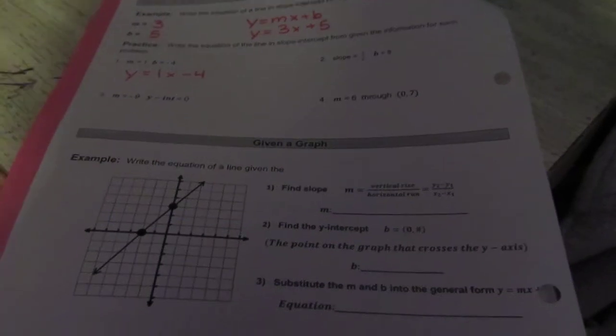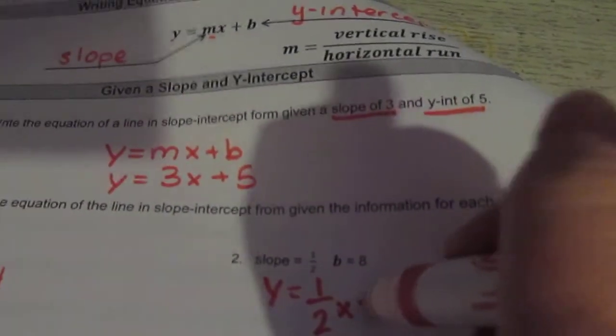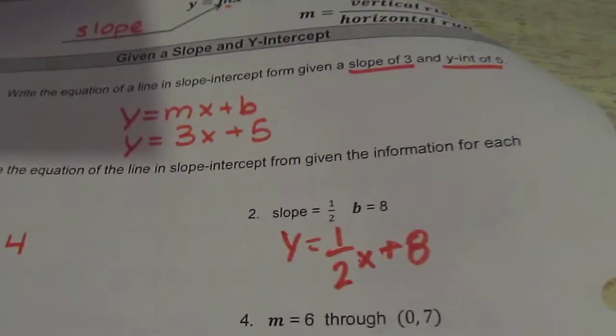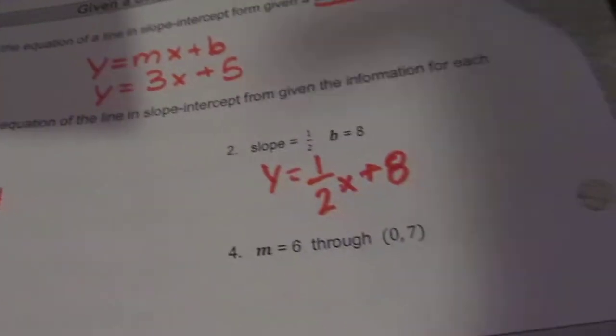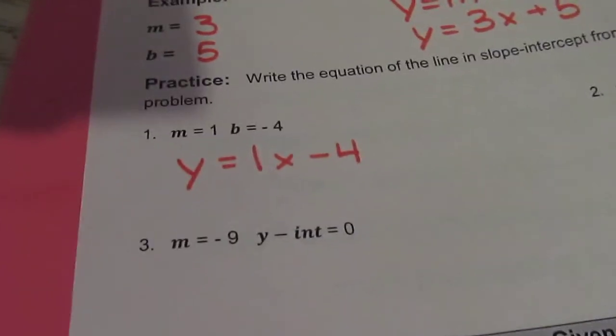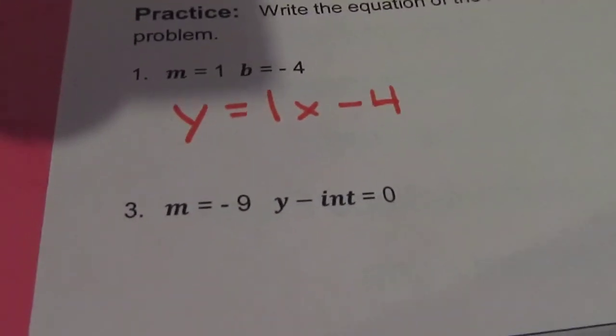Okay, stop. Okay. This time we have y equals 1/2 x plus 8. How'd you do with that one? For number 3, this time the slope is -9 and the y-intercept is 0. Y-intercept is 0. Let's try it.